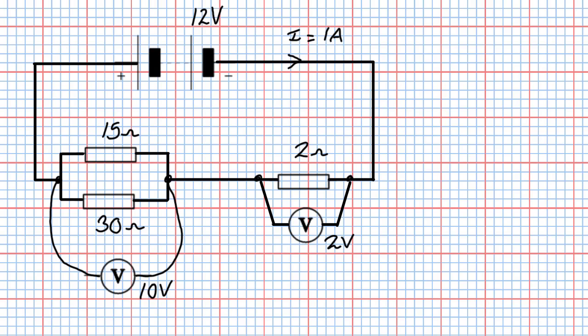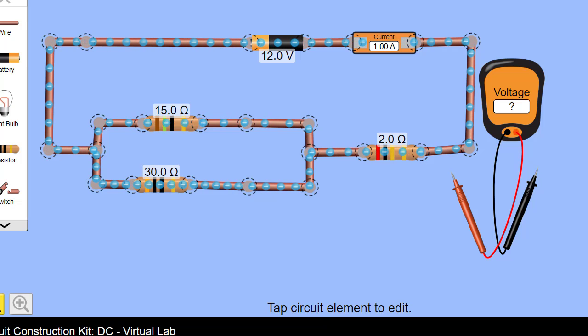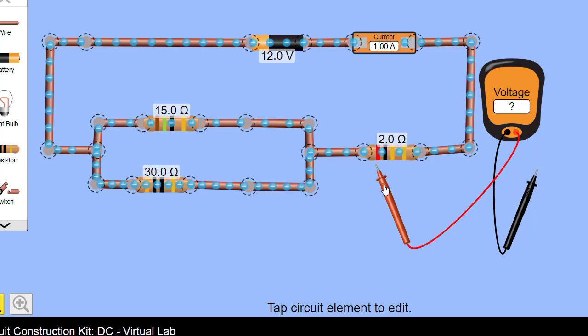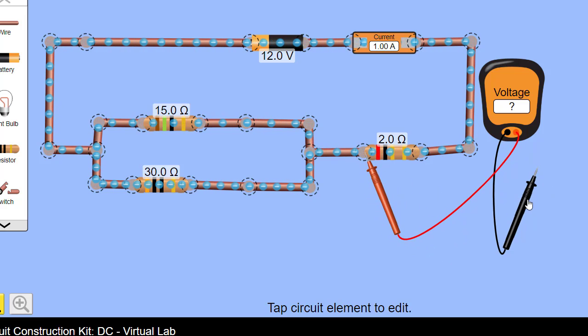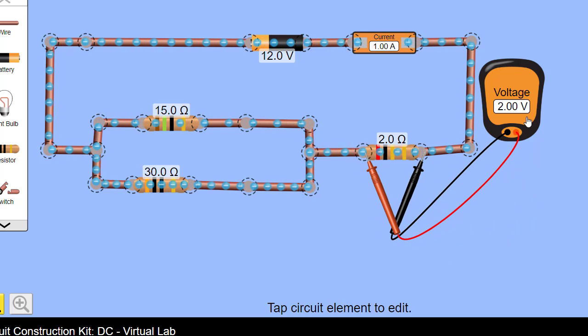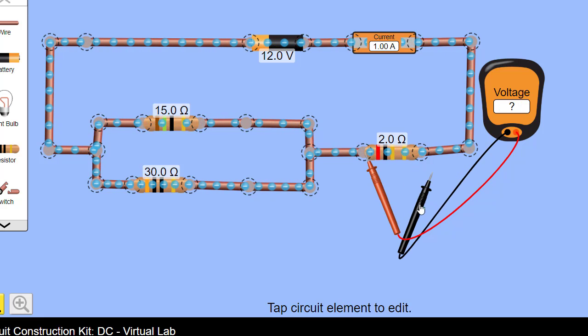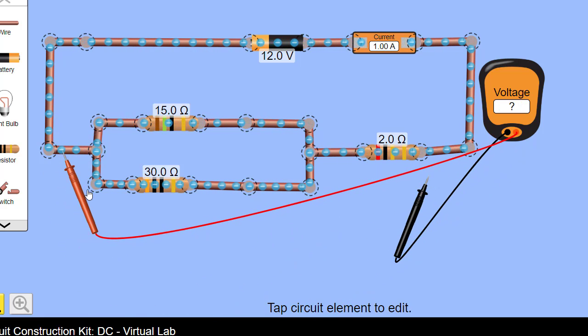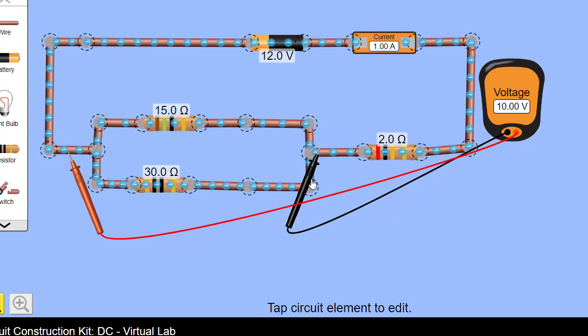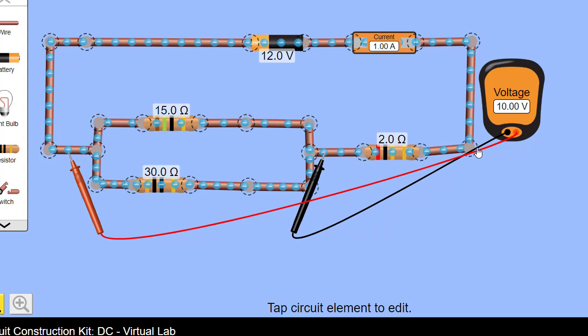And we can prove that by going to our PhET site to see it for real. There's the same circuit, a 15 ohm resistor and 30 ohm resistor and our 2 ohm resistor. Okay, let's take a check of the potential difference across the 2 ohm resistor, and we have 2 volts. Let's take potential difference across the parallel branch of the circuit. And you can see it's going to be 10 volts as we worked out in our theory.